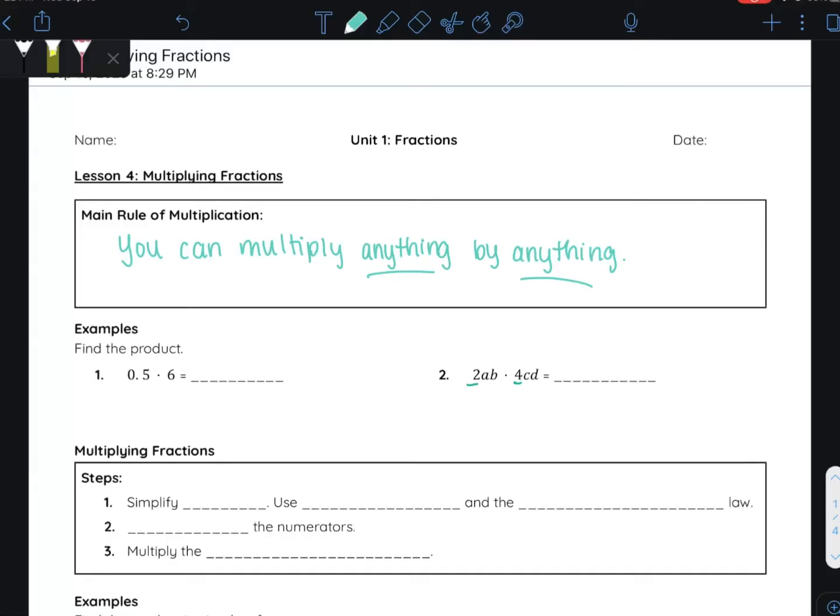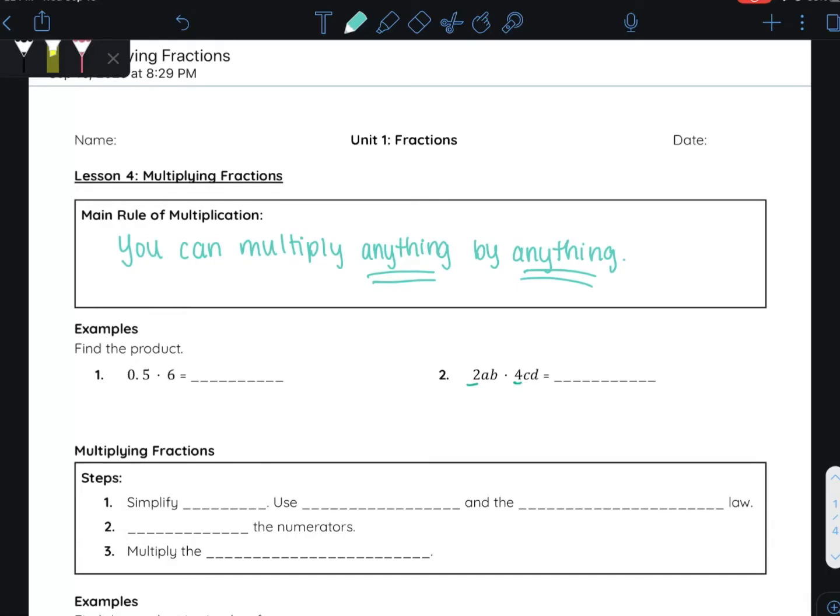For lesson 4, we'll be talking about multiplying fractions. And I want to start out with the main rule of multiplication. So just like we had that rule for addition, this is our rule for multiplication. You can multiply anything by anything.